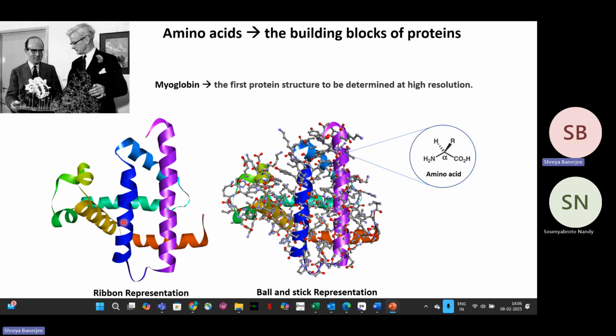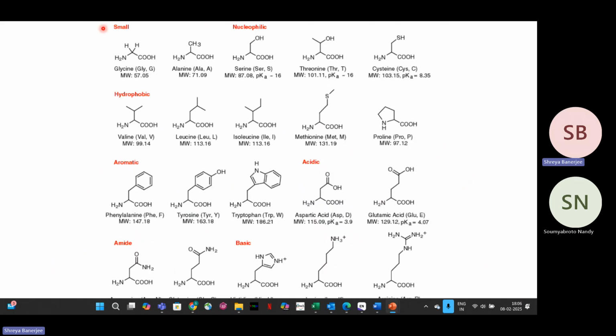Now, this is a polymeric structure made up of amino acids. And the basic structure of an amino acid is you have an alpha carbon to which there is an amino group NH2 and a carboxylic acid COOH. There is also a hydrogen and a R group. And this R group can be of 20 different types, forming the 20 naturally occurring amino acids. So here we'll just quickly go through the 20 naturally occurring amino acids.